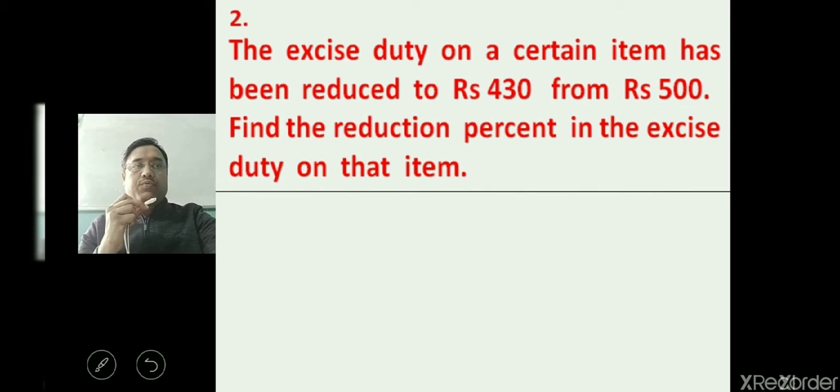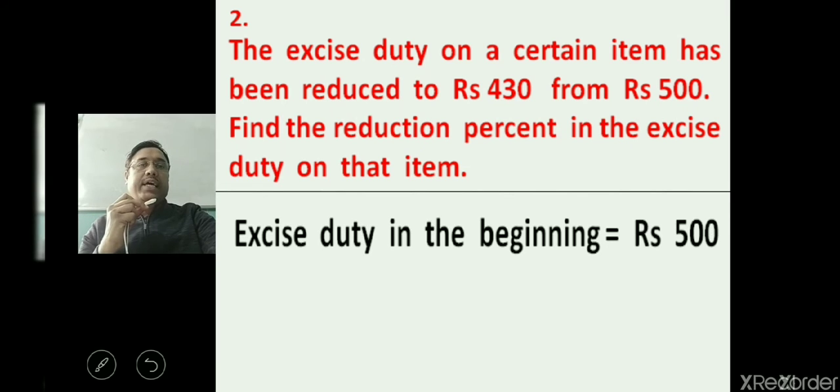430 from rupees 500. The excise duty is a tax which is generally applied on manufacturing. Whenever a company does some manufacturing, this tax is applied. So the excise duty on a certain item has been reduced to rupees 430 from rupees 500. Find the reduction percentage in the excise duty on that item. That means you have to find the reduction percent in this tax, which is known as excise duty.